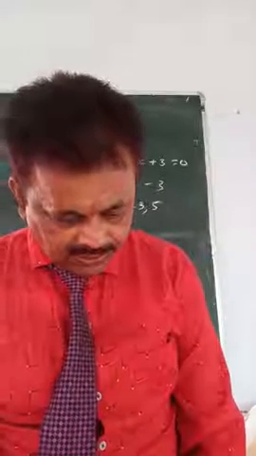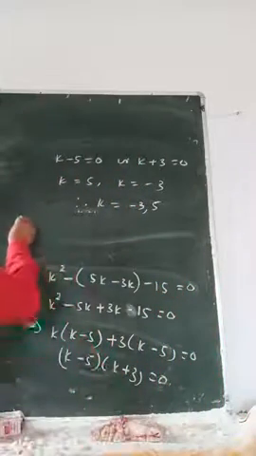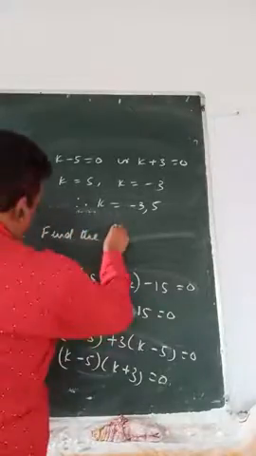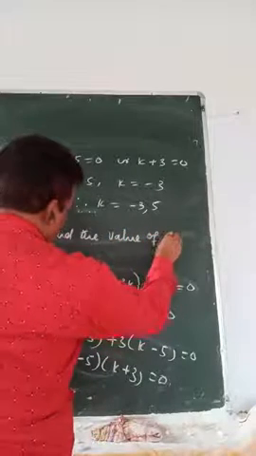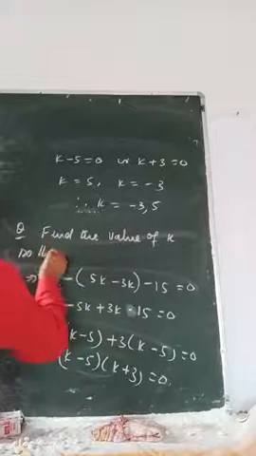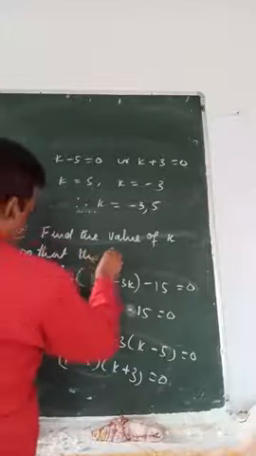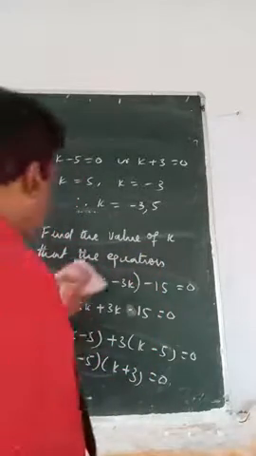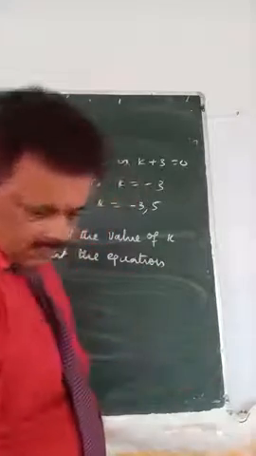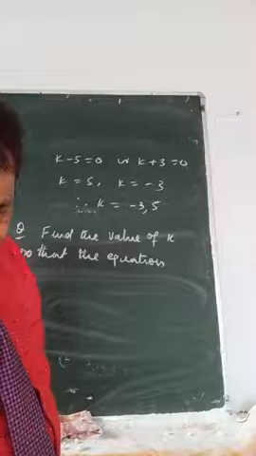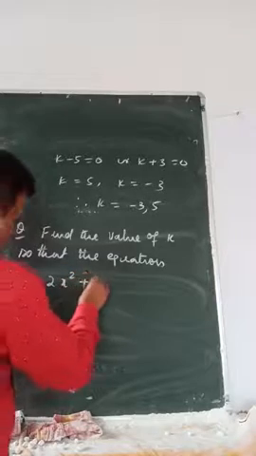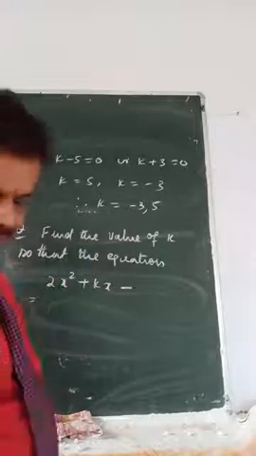Okay, so you will try a question. Find the value of k so that the equation, that is 2x square plus kx minus 15.